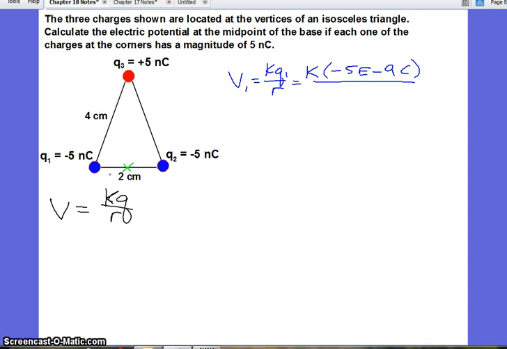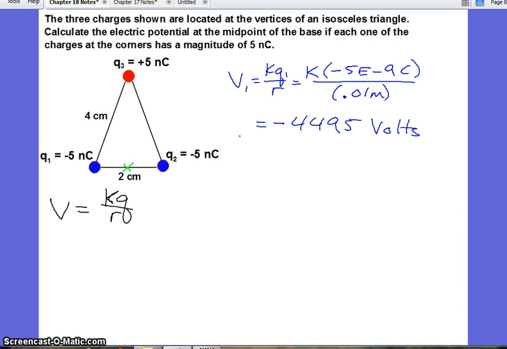We need the distance between where we are located, our x, and our first charge. So this distance is half of 2, which means that it is 1 centimeter. But we need our units to be in meters, so that's 0.01 meters. We get then that the electric potential is negative 4,495, and the units are volts if we kept things in coulombs and meters.